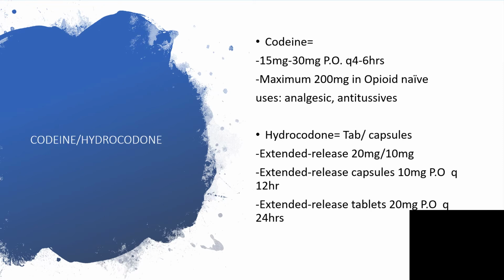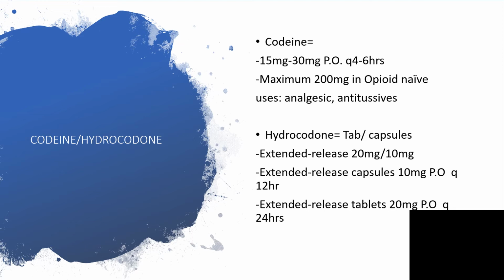Codeine and hydrocodone. Codeine 15 to 30 milligrams every 4 to 6 hours. The maximum that could be given to anyone that is opioid naive is 200 milligrams. It is used as an analgesic and at the same time as an antitussive. Some use it as an antitussive to suppress cough. Not too comfortable with that, but that is not a crime. And it is even combined with some antitussives as well.